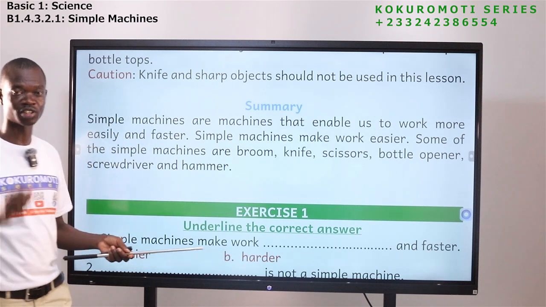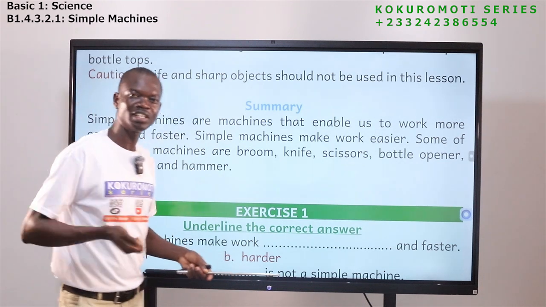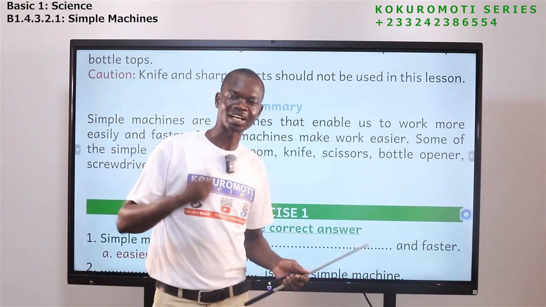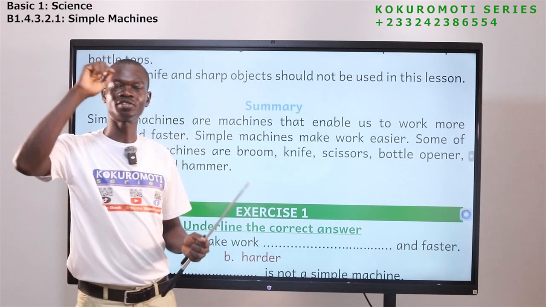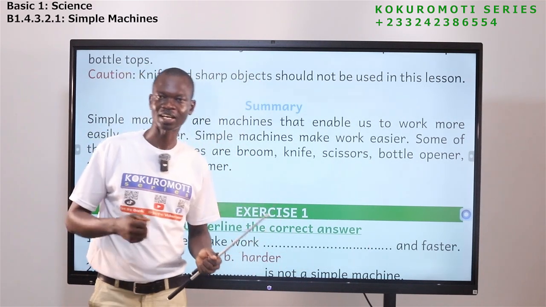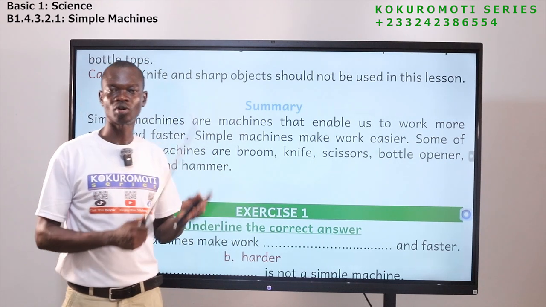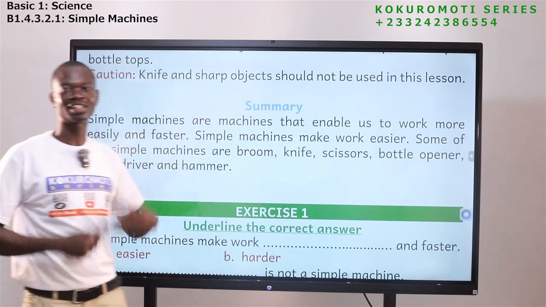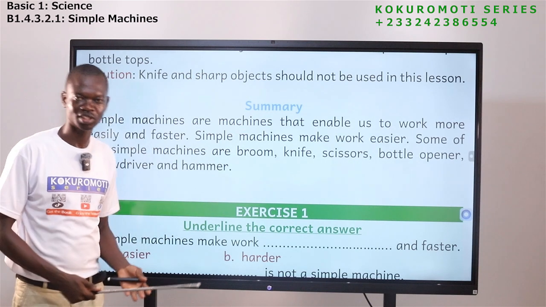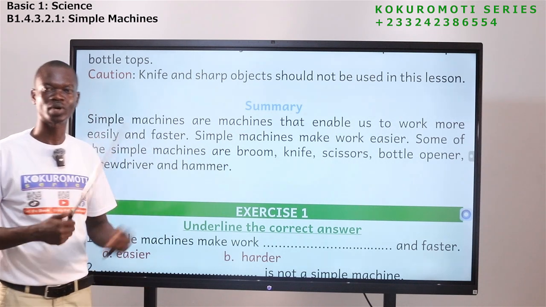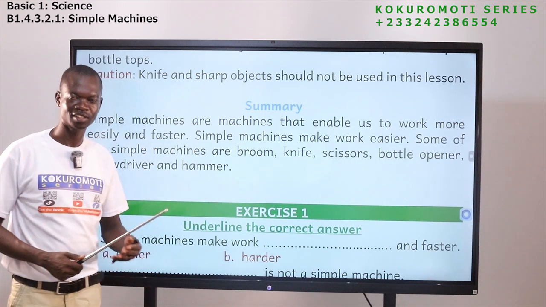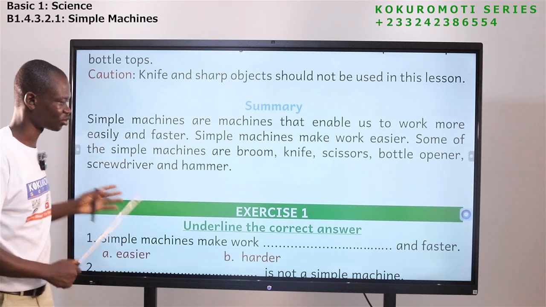Like your pen, your sharpener. You don't need battery before the sharpener can work. You don't need electricity before the sharpener can work. So these are machines that we call simple because they are easy to use, and they help us to work easier and then faster. So that is what we have learned today.